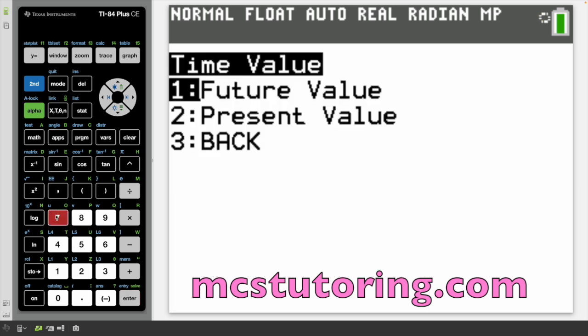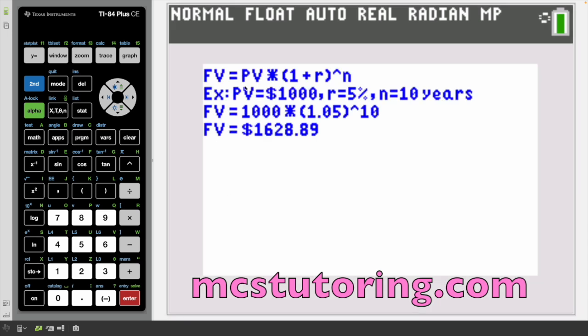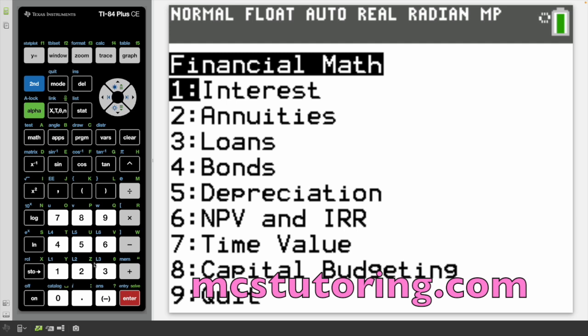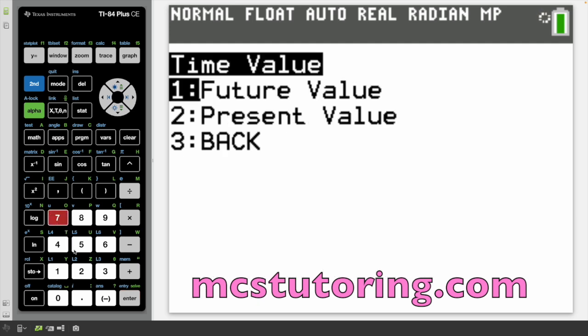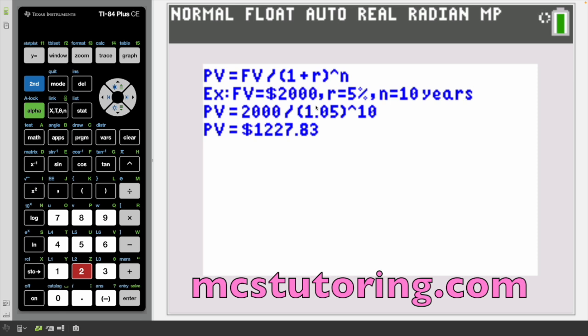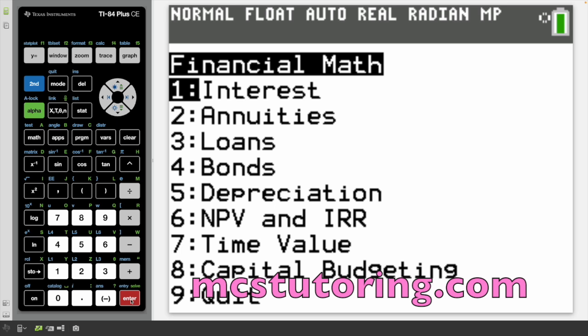Let's talk about the time value of money, future value versus present value. So future value is present value times 1 plus R, where R is probably the percent interest rate, raised to the N value. So this is pretty cool. As you can see, let's talk about time value again, and then present value, slightly different formula there, and slightly different answer. So let's continue.